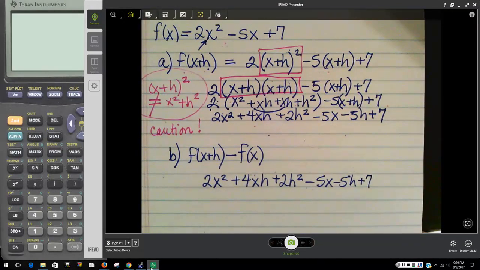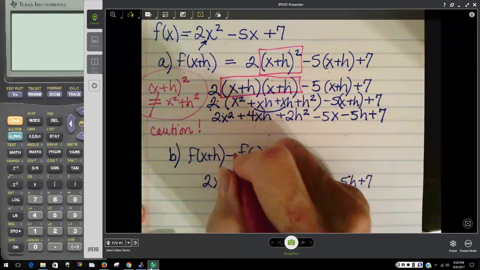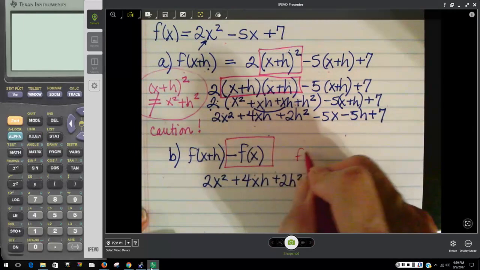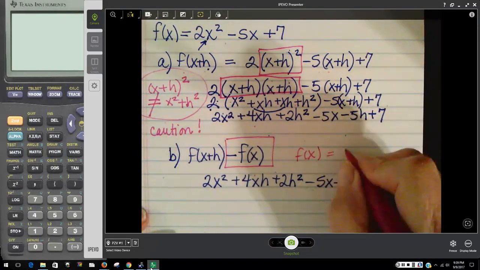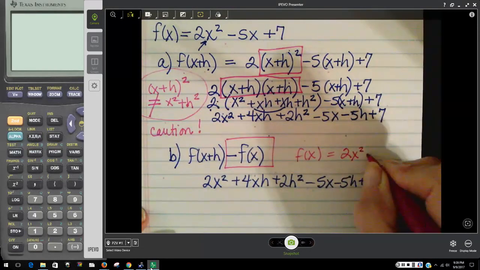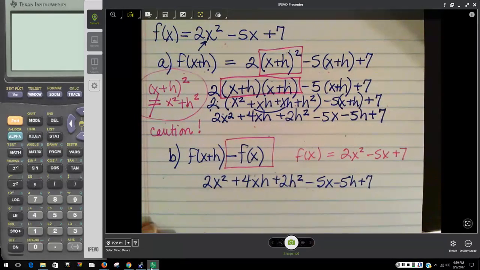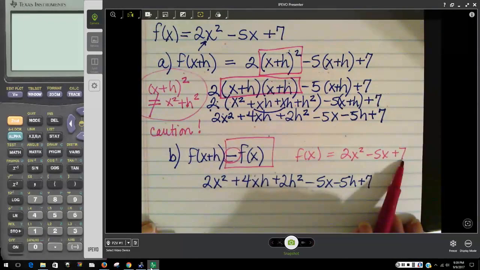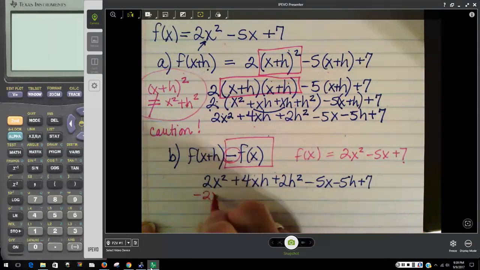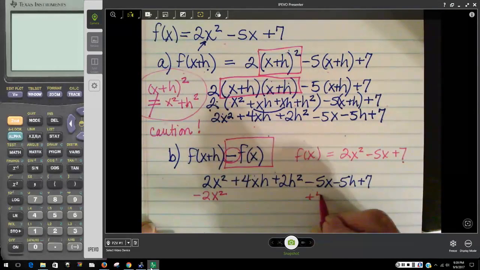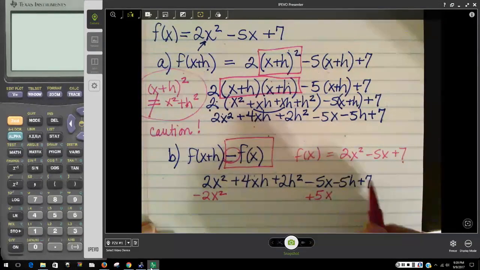And from that, we have to subtract f of x. And remember, f of x is 2x squared minus 5x plus 7. And when we subtract that, that means all of these signs are going to change. We're going to have subtract 2x squared, subtract negative 5, which is plus 5x, and then subtract 7.